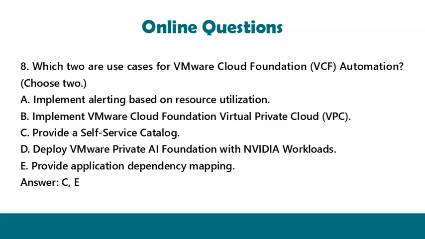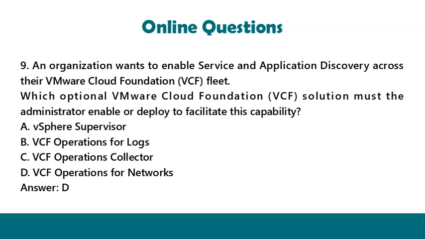8. Which two are use cases for VMware Cloud Foundation (VCF) automation? Choose 2. A. Implement alerting based on resource utilization. B. Implement VMware Cloud Foundation Virtual Private Cloud (VPC). C. Provide a self-service catalog. D. Deploy VMware Private AI Foundation with NVIDIA workloads. E. Provide application dependency mapping. Answer: C, E.